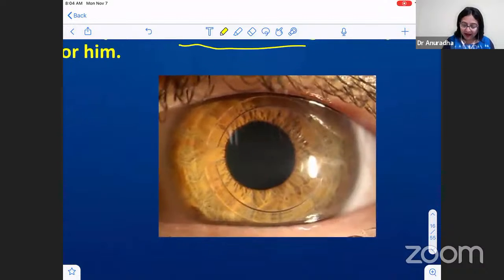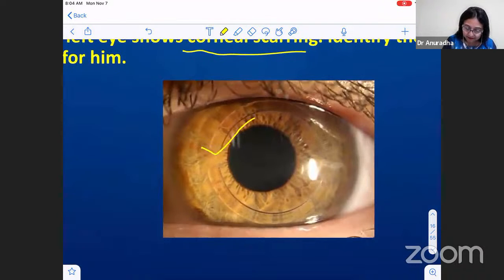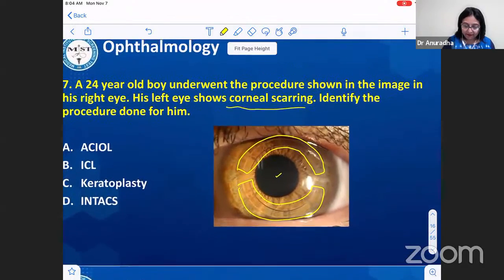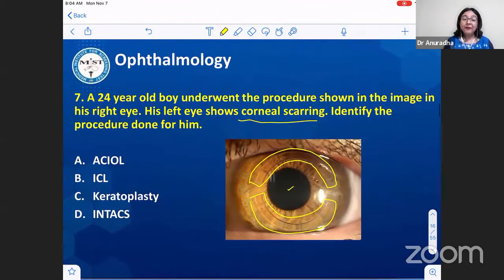You see there are these semicircular rings which have been implanted within the cornea. This is the pupil area, and the pupil area is clear. So within the cornea, these rings have been implanted. What are the choices? Is it an AC IOL, that is, anterior chamber IOL? No, because an anterior chamber IOL will be round. It will not be like these semicircular rings.